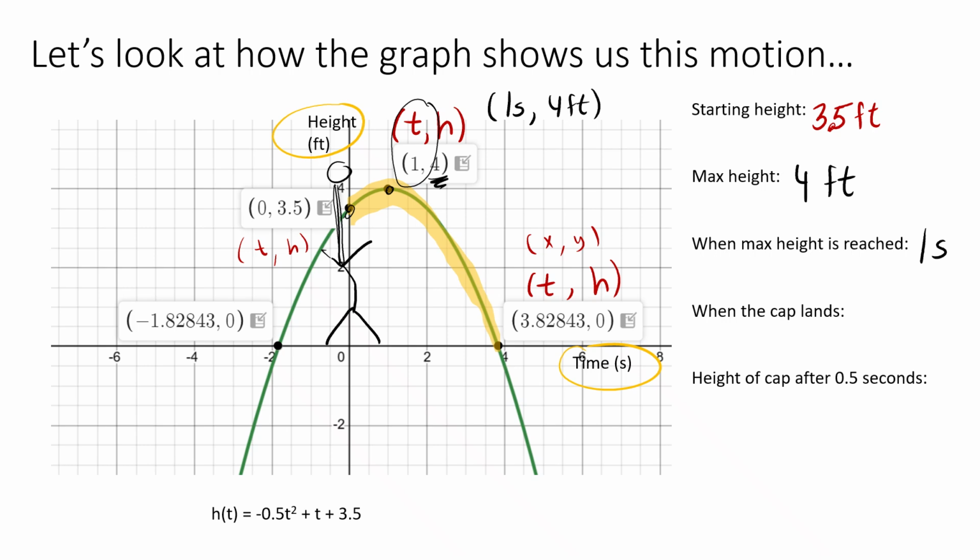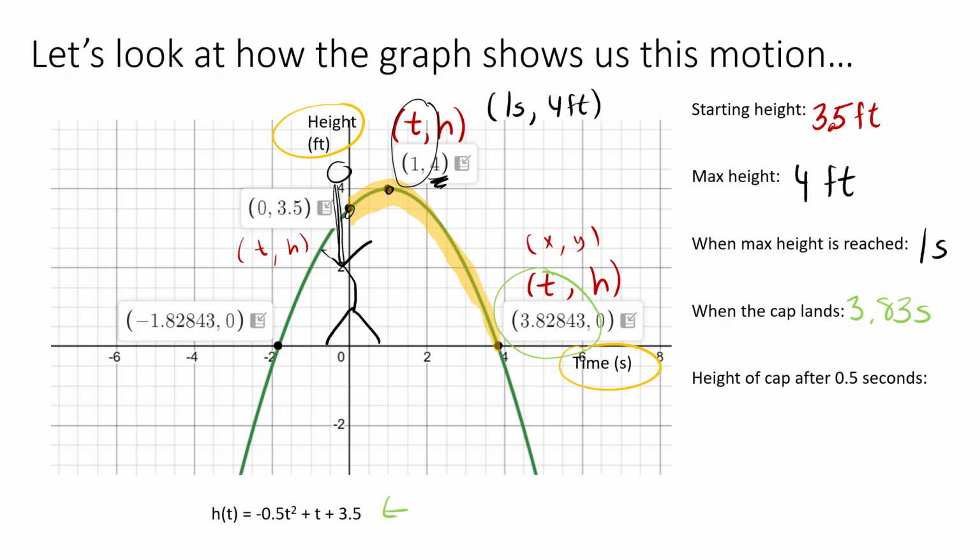Now, when the cap lands, so when does this cap land? Here's the trajectory. It goes up and then it comes down, and right here, the height is 0. And so we want to know what was the time when the height was 0. Well, it was 3.83 seconds. So it took 3.83 seconds for that milk cap to hit the floor, because that's where it hit. And then this last one does require a little bit of calculation, and I did put the function down here so that we had it.